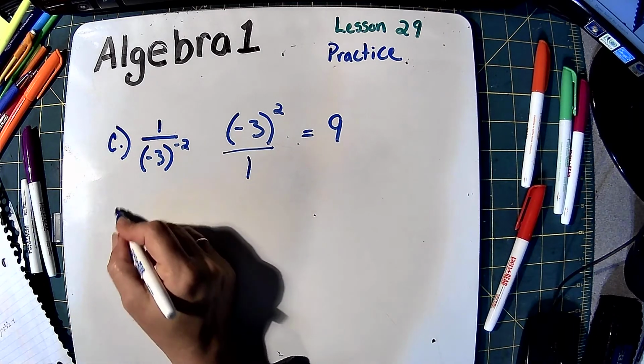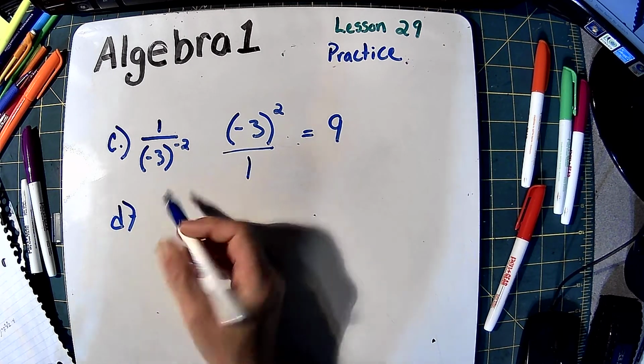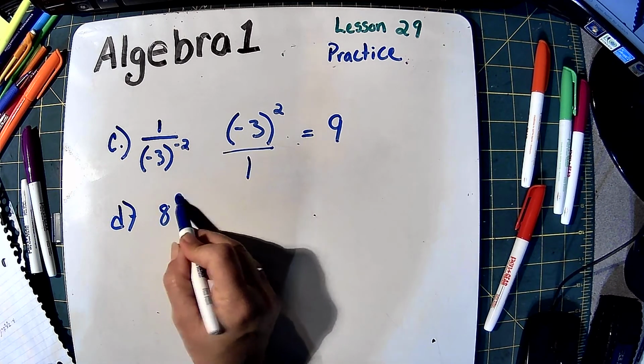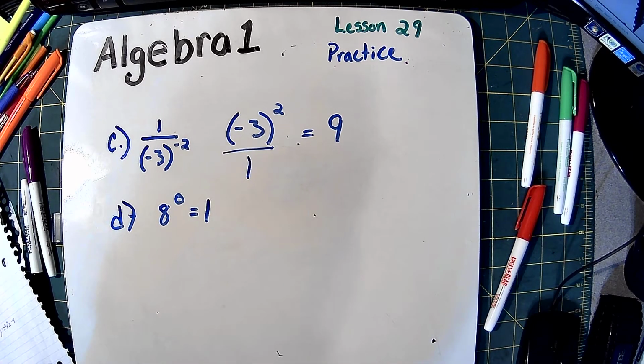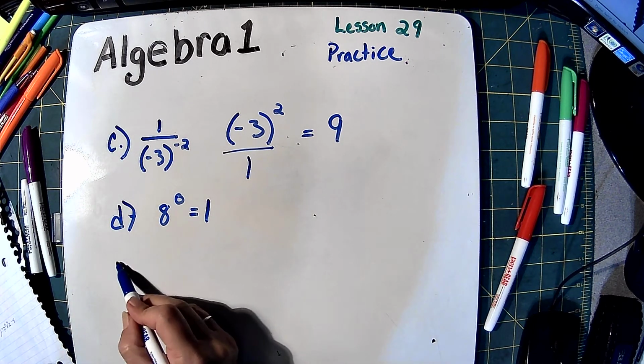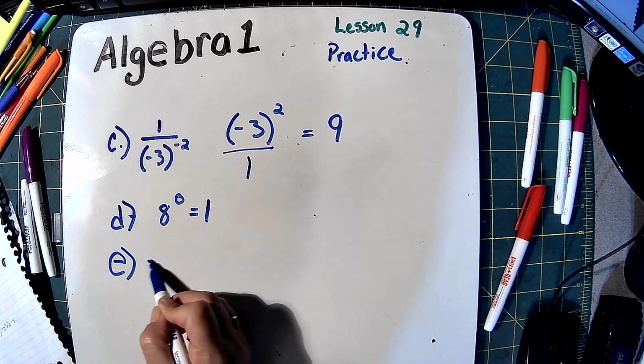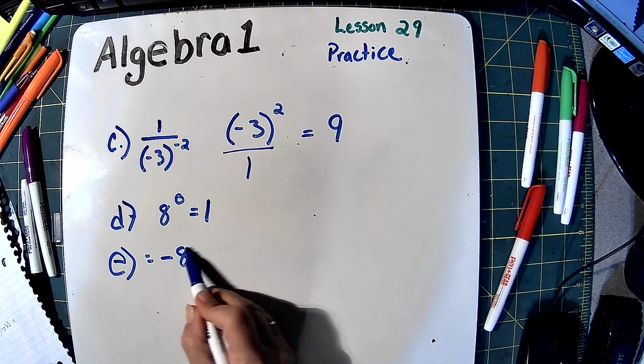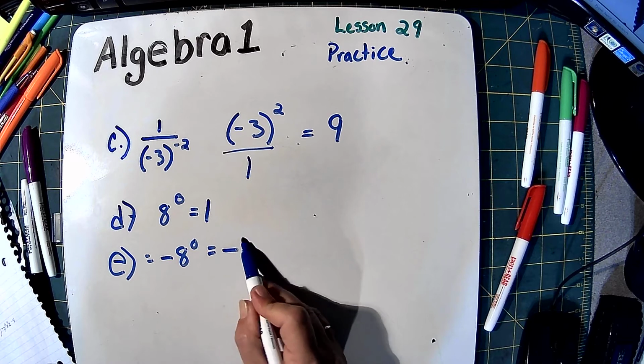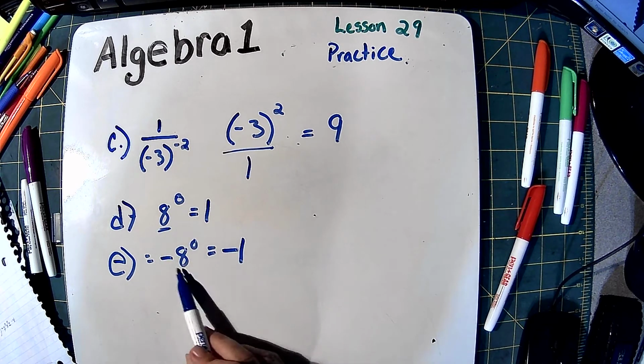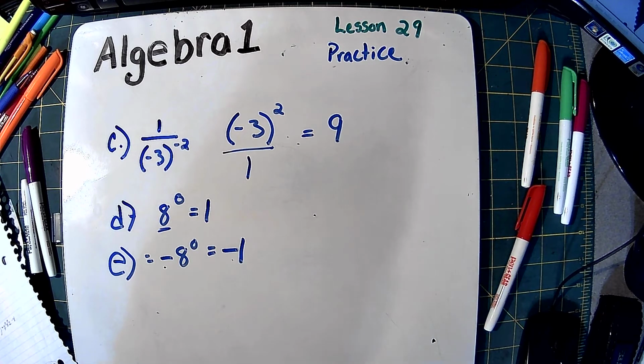D is 8 to the 0. That's just going to equal 1. Anything to the 0 equals 1. E, negative 8 to the 0. That's going to equal negative 1 because we know 8 to the 0 equals 1, and then we have to put our negative on after that. So it's negative 1.